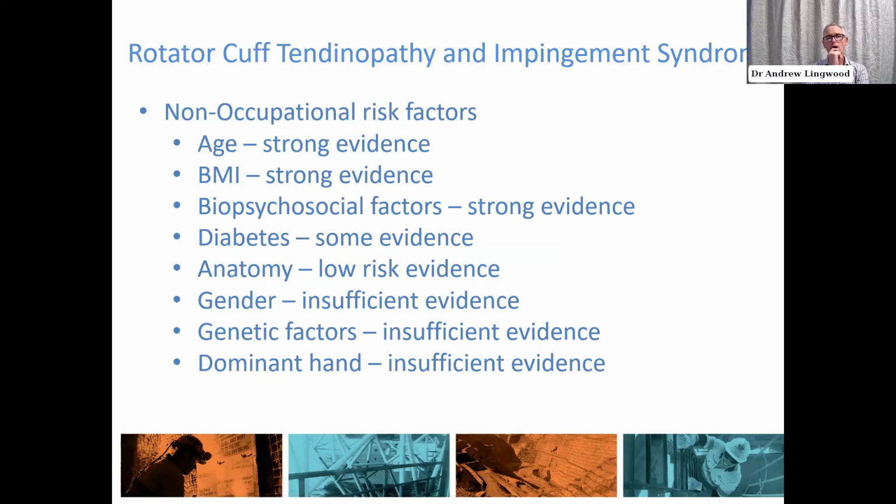Going over to non-occupational risk factors, yes, smoking has crossed over there, sorry. Again, as you get older, if you've got a high BMI, if you've got diabetes, if you're a smoker, these things are all relevant. You can see there it talks about anatomy as being low risk evidence. This again just comes back to the fact that when these people have done their evidence review, they've set their standards at certain heights. Most people would say that if you have what we might call a curved or hooked acromion, where the bony bit points down a bit more, that is likely to be a significant risk factor.